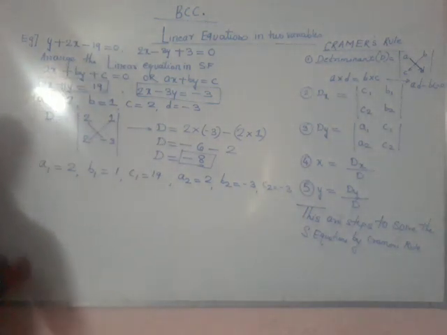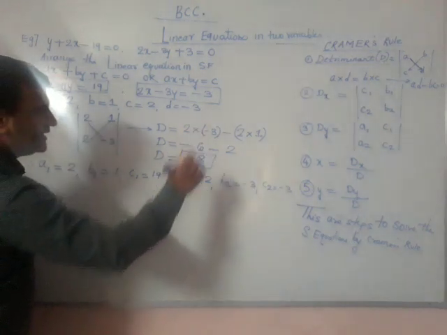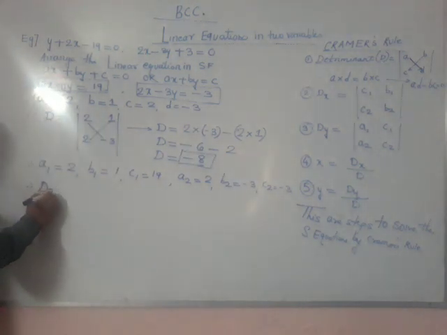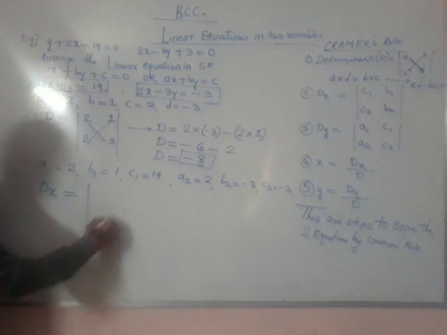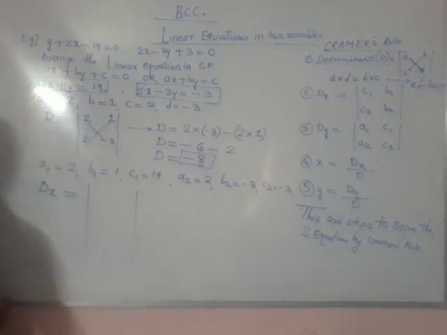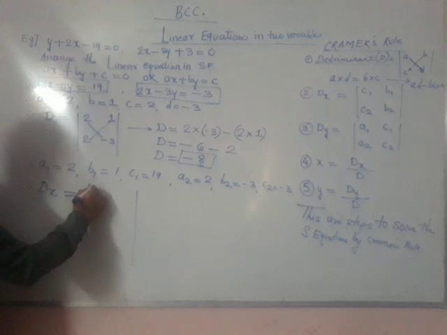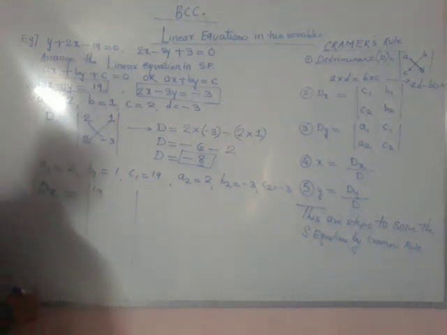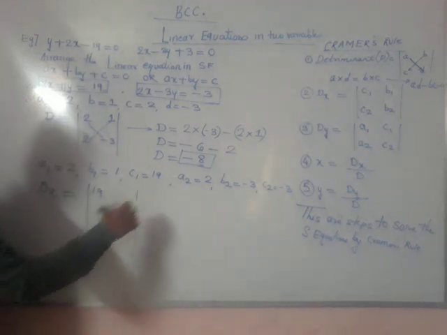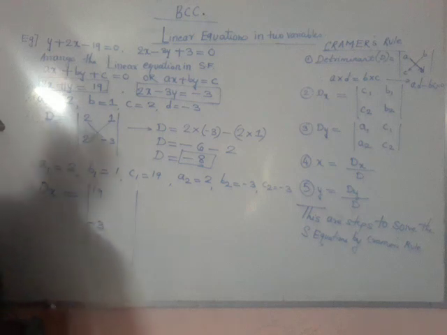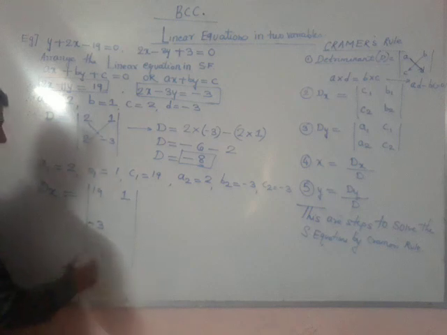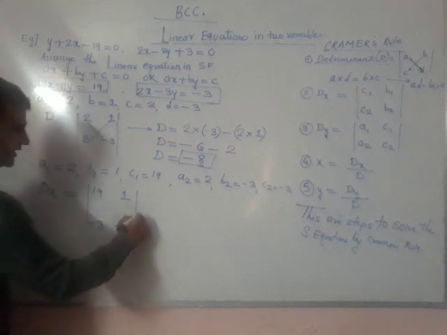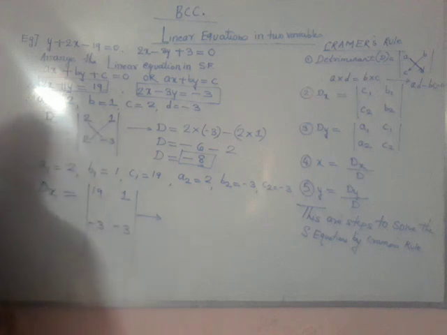हाँ करेक्ट. अब हम ढूंढेंगे easily dx एंड dy. सो dx इज इक्वल्स टू क्या फॉर्मूला है? c1 c2 b1 b2. कम ऑन, राइट. सो c1 ढूंढिए. c1 क्या है इसमें? 19, करेक्ट. c2 is -3 and b1 is 1 and b2 is -3. So here I am going to get determinant x.